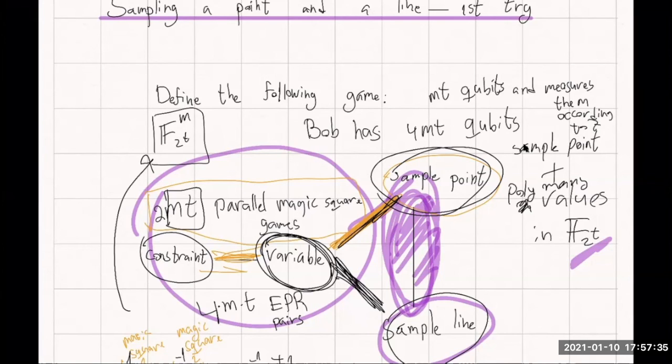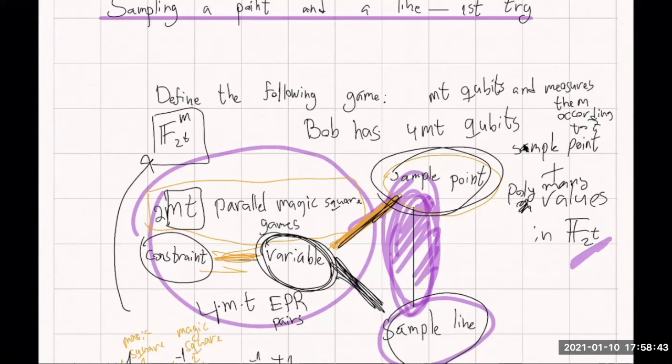Let's just look at the situation in which the game being played by both Alice and Bob is the sample point versus sample line game. Just this game. I want to understand it because there's something I don't understand there. If I just look at this game, they still share 4MT EPR pairs. How do their questions look? I send one of them sample point and the other one sample line. So you send them a sample point. They should answer with the sample point. The player needs to send a point, meaning MT bits, and afterwards he needs to add polynomially many values in the field F2 to the T. But if he is honest, with what basis does he need to measure? Both of them need to just measure in the basis Z?